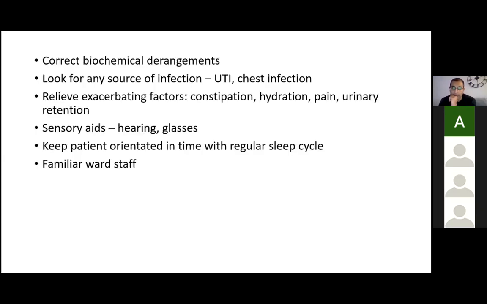But again, delirium should not delay discharge. Patients can be delirious as long as it's safe to go home. Once they're back in their own environment, around familiar people, the delirium will settle over time.